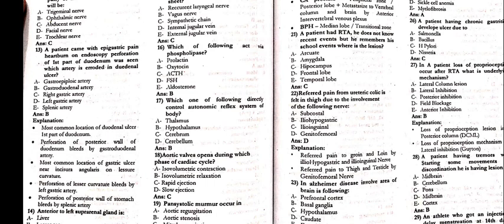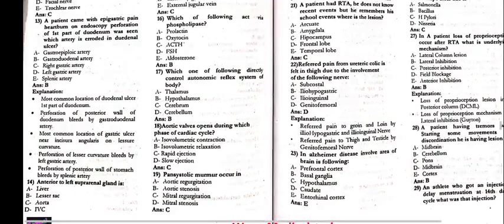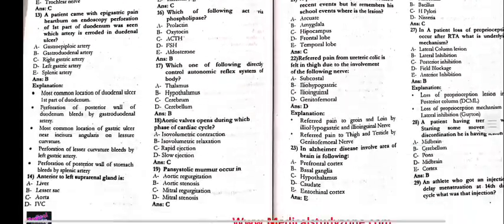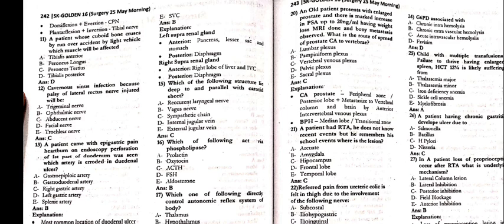13, the patient came with epigastric pain and heartburn. On endoscopy, perforation of the first part of the duodenum was seen. Which artery is eroding in the duodenal ulcer? That is the gastroduodenal artery. Next, 14, anterior to the left suprarenal gland is the lesser sac. Next, 15, which of the following structures lies deep to and parallel with the carotid sheath?